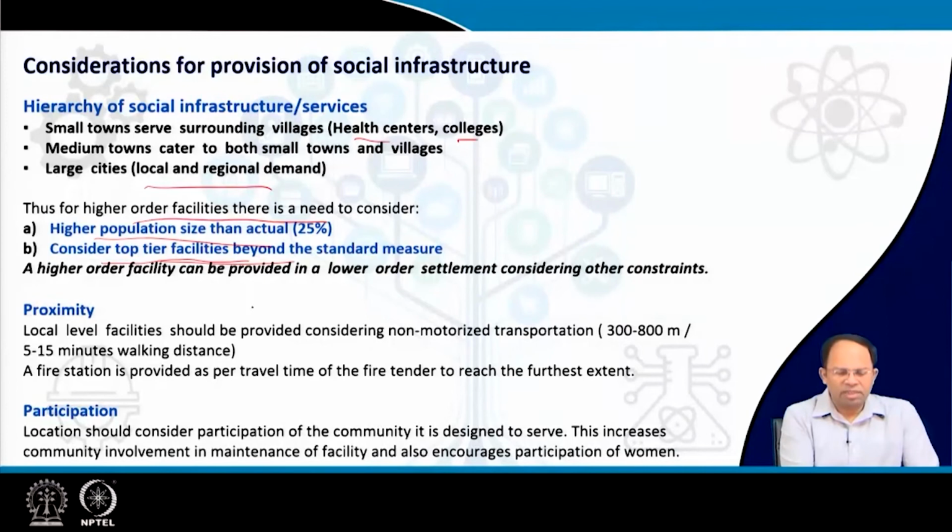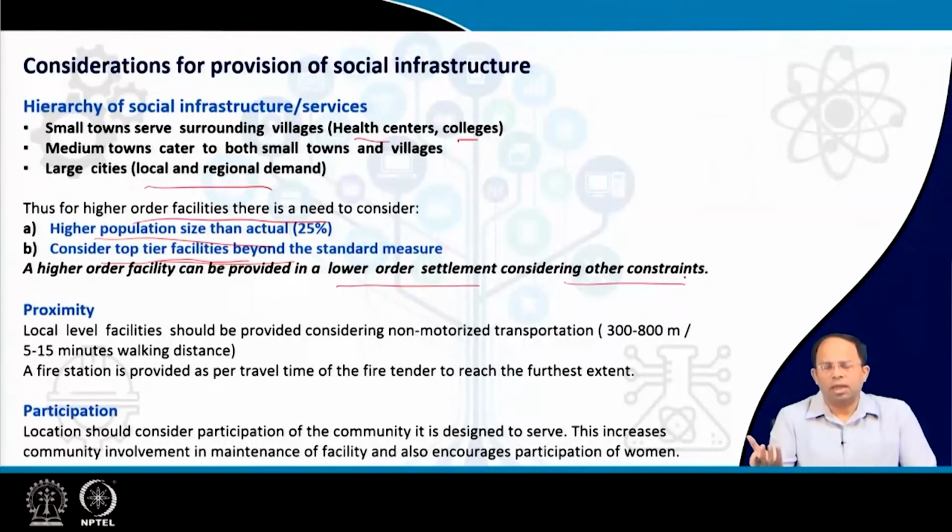A higher order facility can also be provided in a lower order settlement if considering other constraints. Considering land area availability in the main core city area, we can have a higher order facility in the surrounding smaller town or in a nearby village. So that is also possible. So this is the first attribute, or property, which should be considered when we provide a particular social infrastructure.